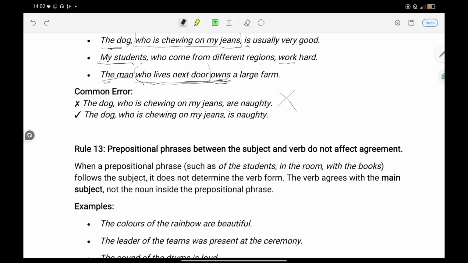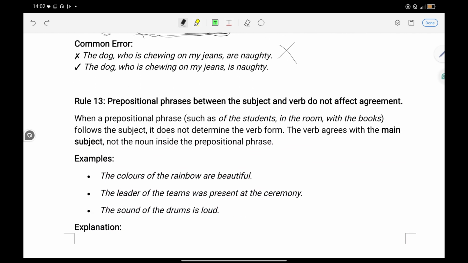Now, rule 13 is very common in the SAT test, so please pay attention. In fact, not just the SAT test, even when we write, some people make mistakes when dealing with prepositional phrases. Now, when there is a prepositional phrase between the subject and the verb, the agreement does not change. The agreement still has to exist between the subject and the verb. The prepositional phrase does not influence the verb subject-verb agreement.